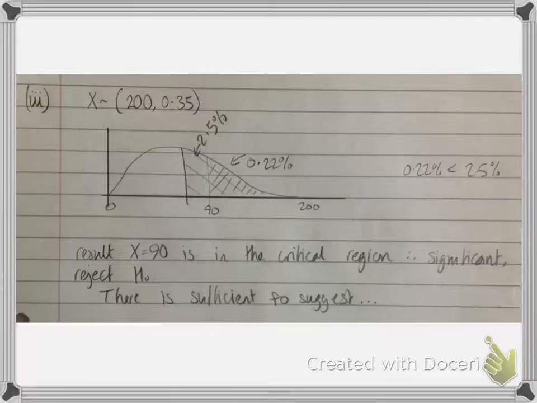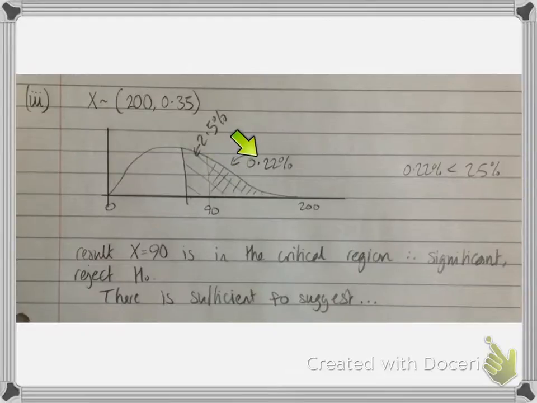Finally, we have a larger sample, so we've got n is 200, so we're hoping not to have to do the calculations ourselves because the tables only go up to 20, but they've given us some results. So the result they gave us was that the probability of being greater than or equal to 90 was 0.0022, so that's 0.22%. Now, we need to know whether that's in the critical region.